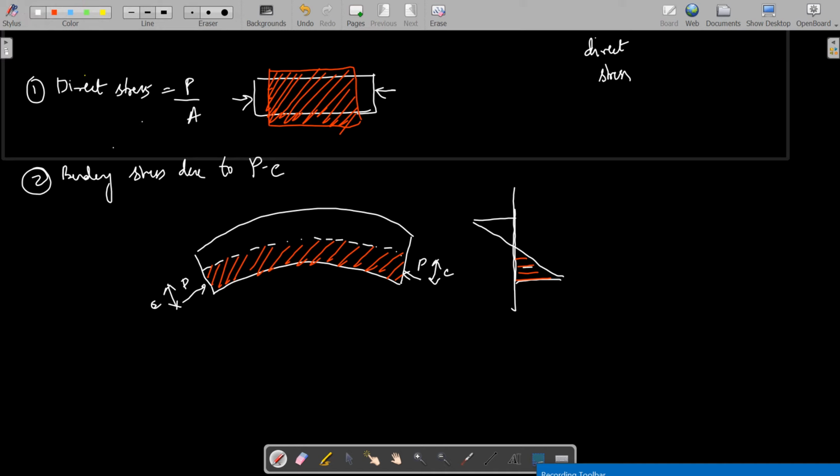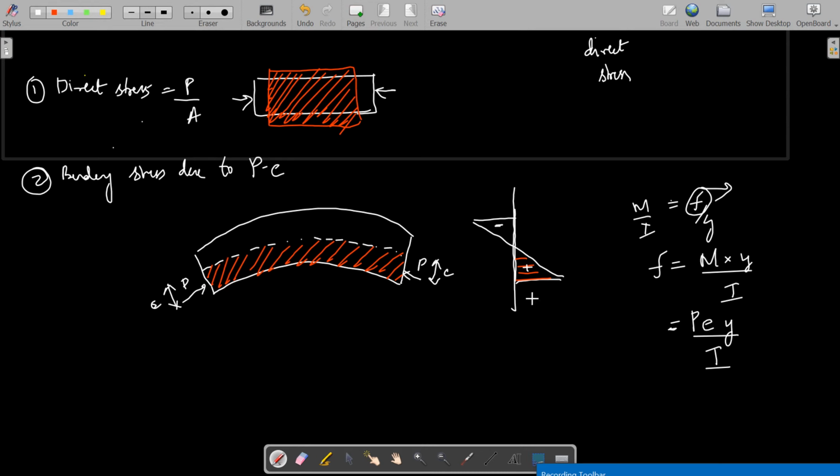this is positive, and this is negative, and I can write it as, you have the basic equation M by I is equal to F by Y. That's why we are writing this. This F is the bending stress, so I can write the bending stress is equal to M into Y by I. Here M is P into E, that is PE into Y by I. This I by Y is your section modulus, that I will tell you in the next one.